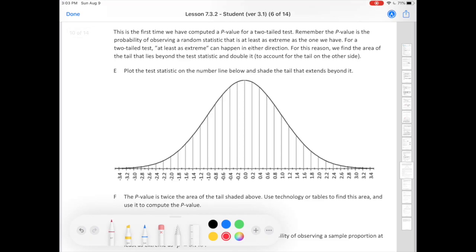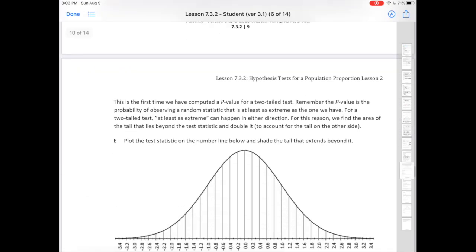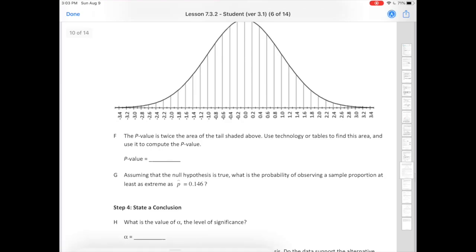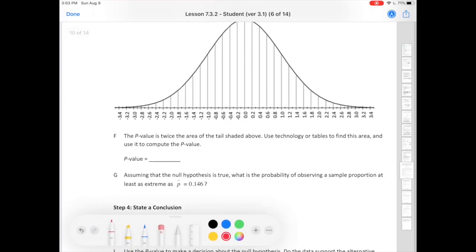So I'm going to go to my red pen here. 2.36, yes, 2.36, okay. It's going to be right before 2.4, so it's this little guy right here. And then also, I'm going to go to the other side. Okay, so what we want is the total of those 2 shaded parts.